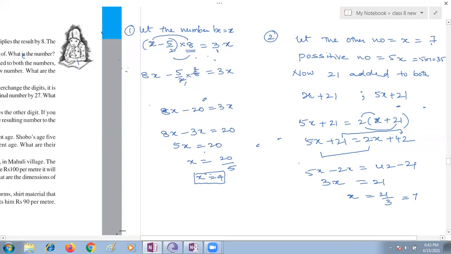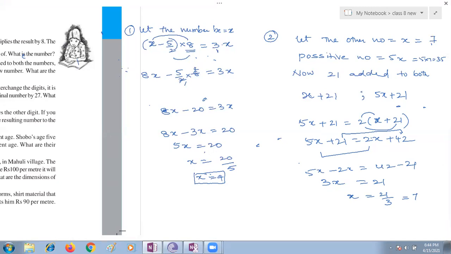Therefore, the numbers are... Ma'am, 35 is not a positive number. 35 is a positive number, right? 35 is not positive, right, ma'am? Any doubt in this second one? Please, step by step, try to understand the question. Ma'am, can you explain again? Yes, I'll tell you. 35 is an odd number, no, ma'am.